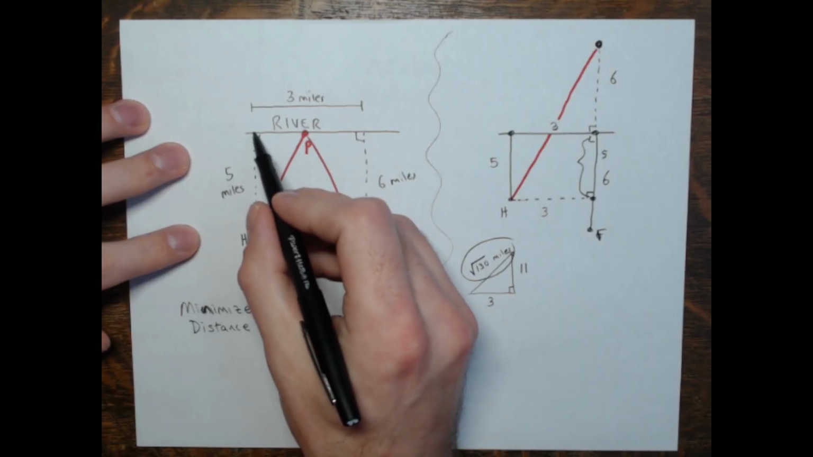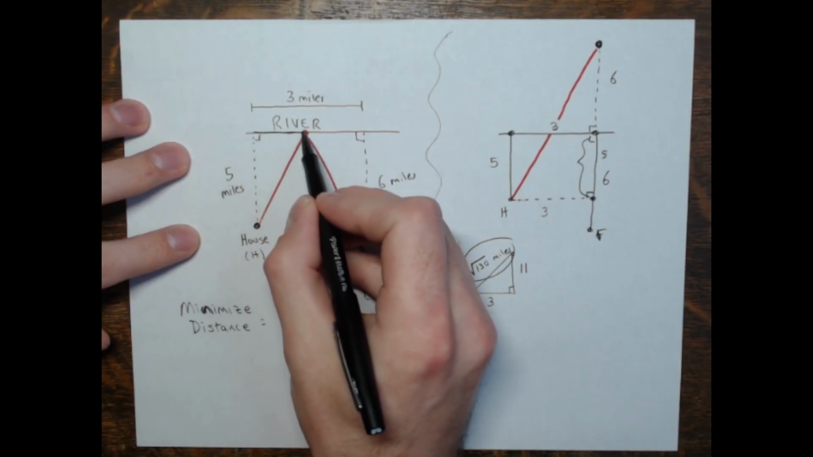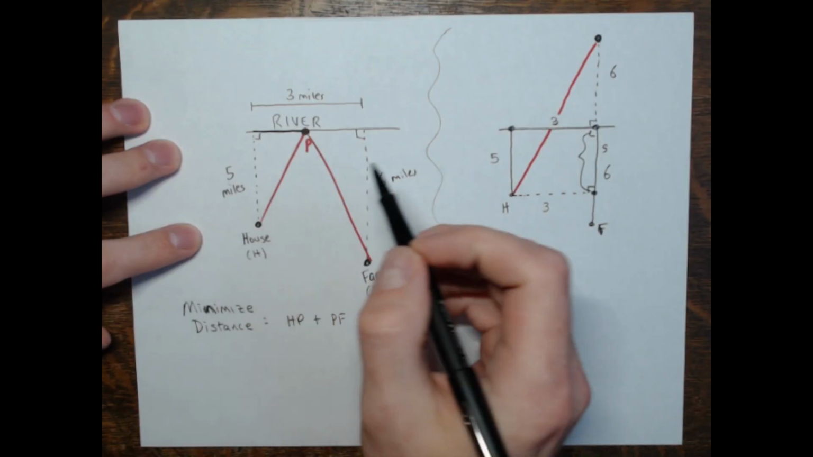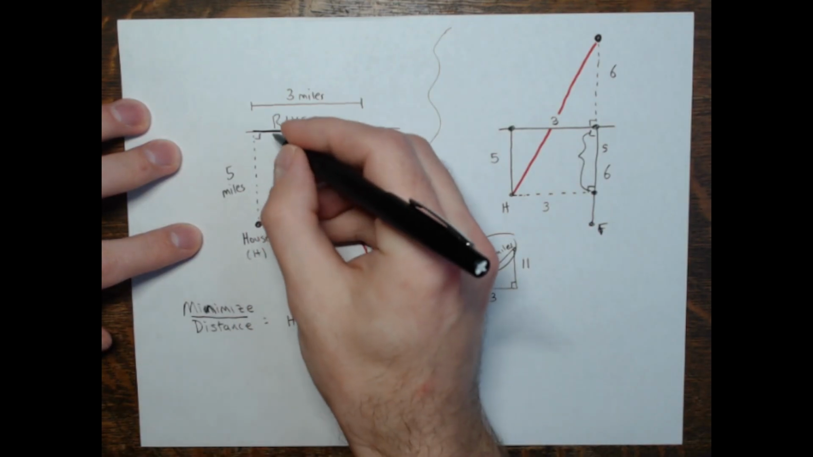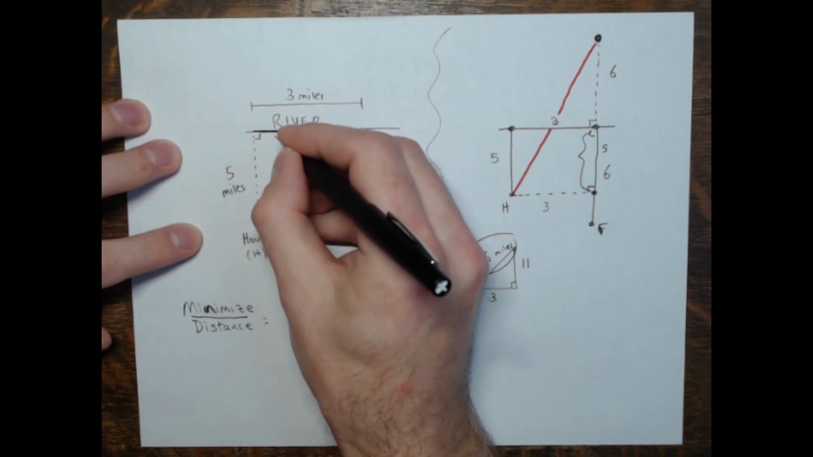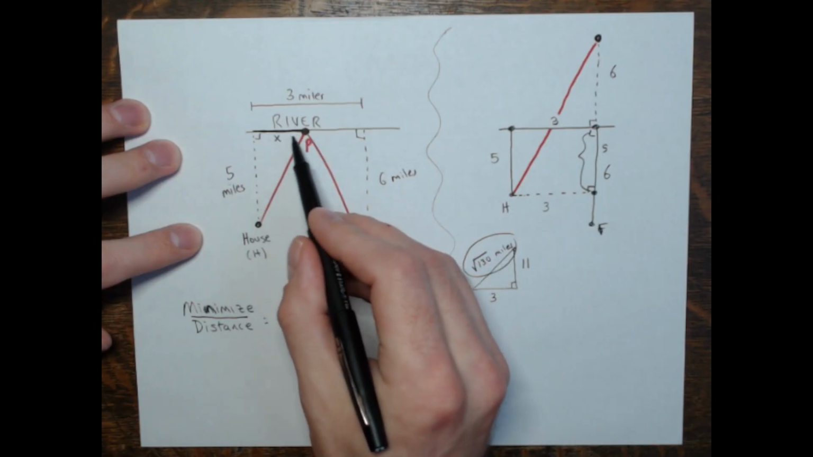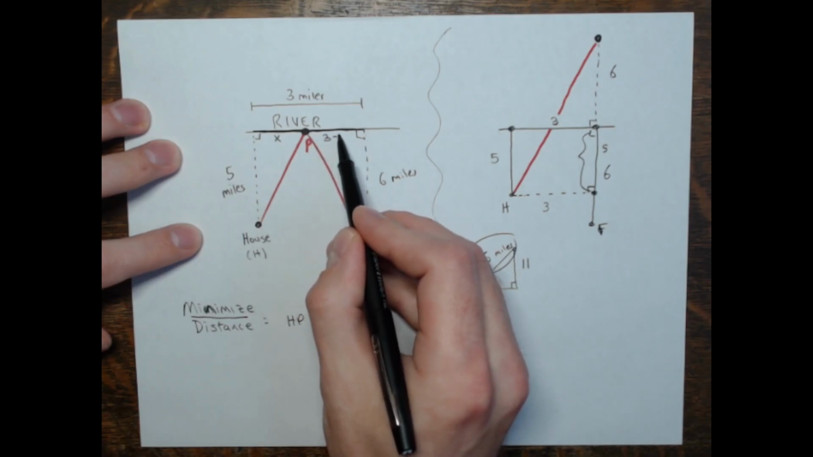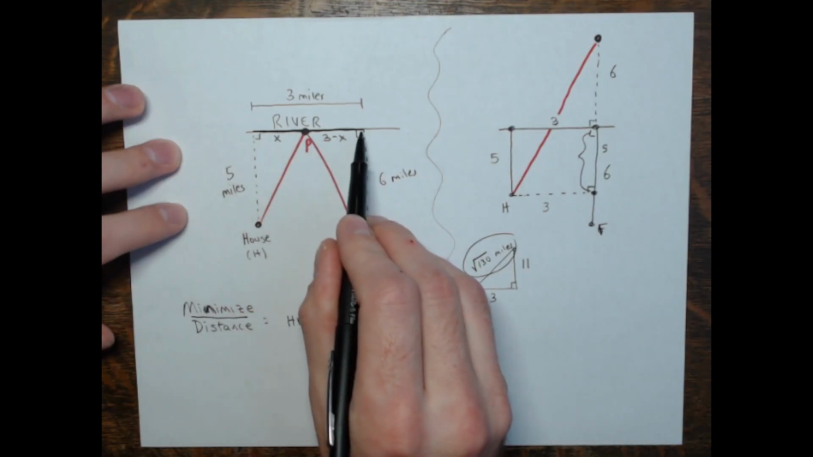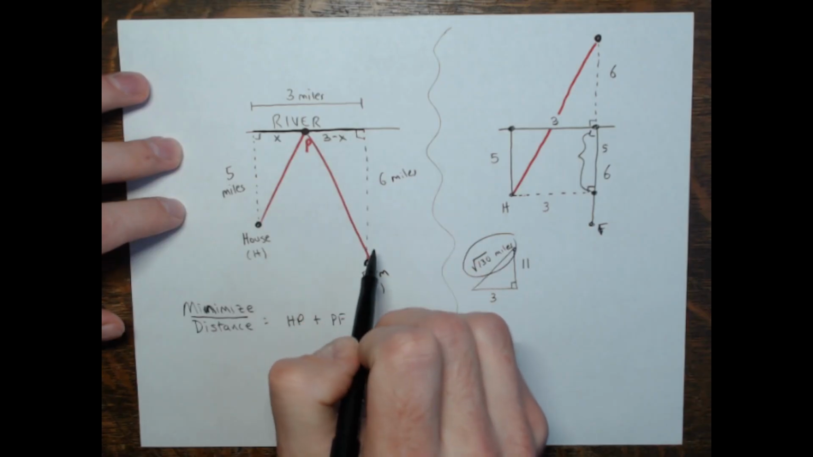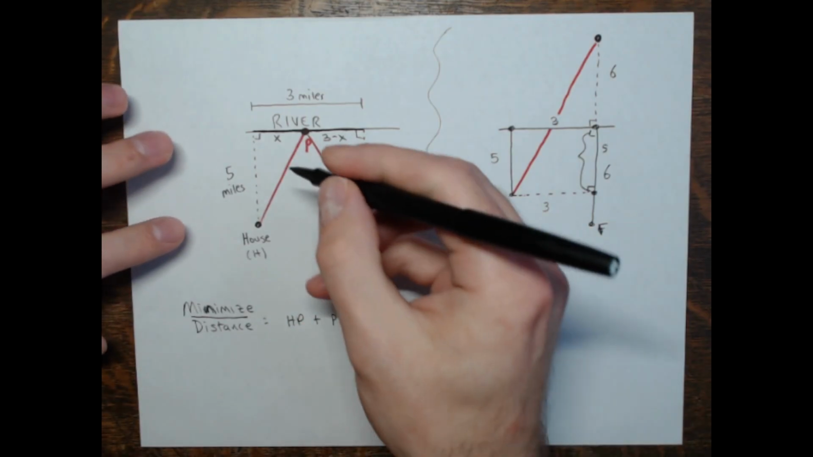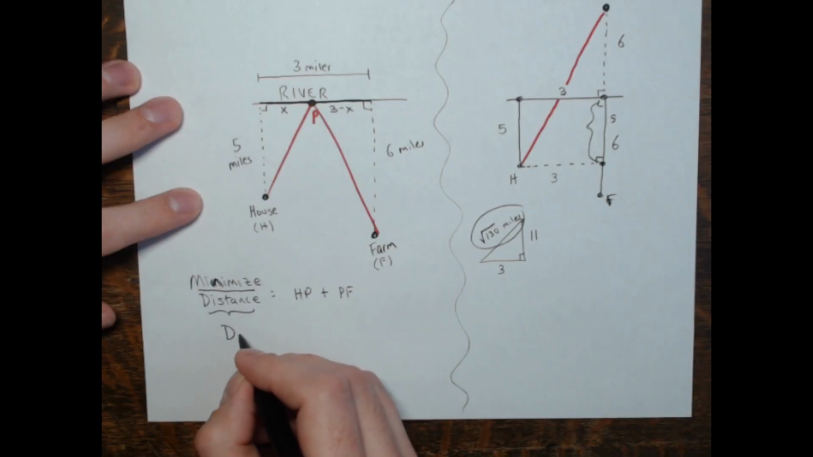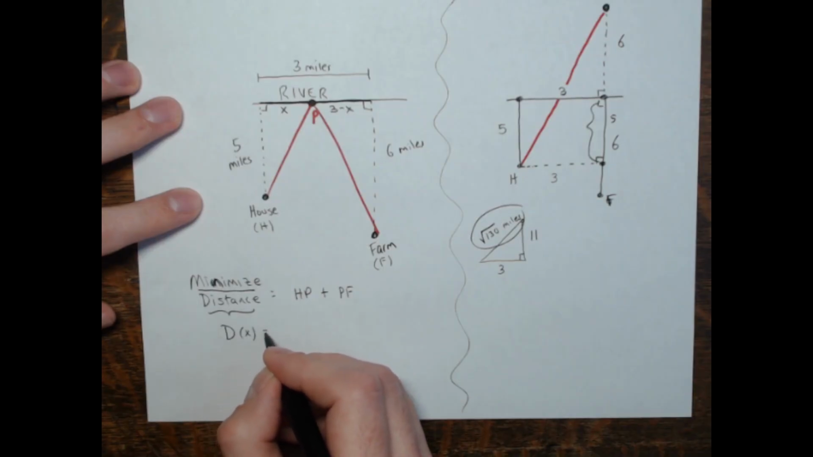So I don't know how far this point P is that we want to figure out, where does this point P need to be so that the sum of these two distances is smallest. So again, this unknown, I'll call this x miles. And then if that's x miles, this distance here to the other end would be 3 minus x, right? Because again, it's 3 miles across here from in line with the house to being in line with the farm. So then again, I'll call it capital D, and this will be D of x.